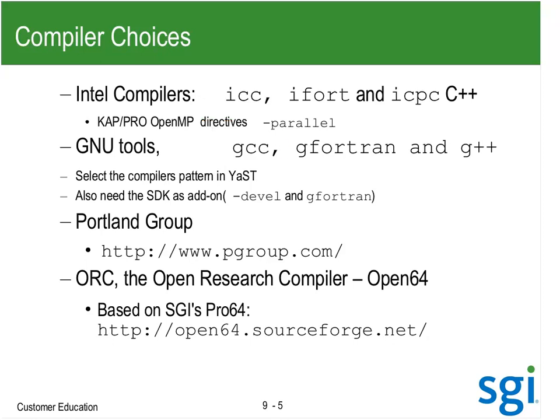Also, to warn you, the Fortran for GNU is off on the SDK. We are also seeing people using the Portland group compilers. That is probably more common with the AMD processors that we're shipping. And the original SGI MIPS compiler, now known as the Open64 compiler, is being used out there as well.